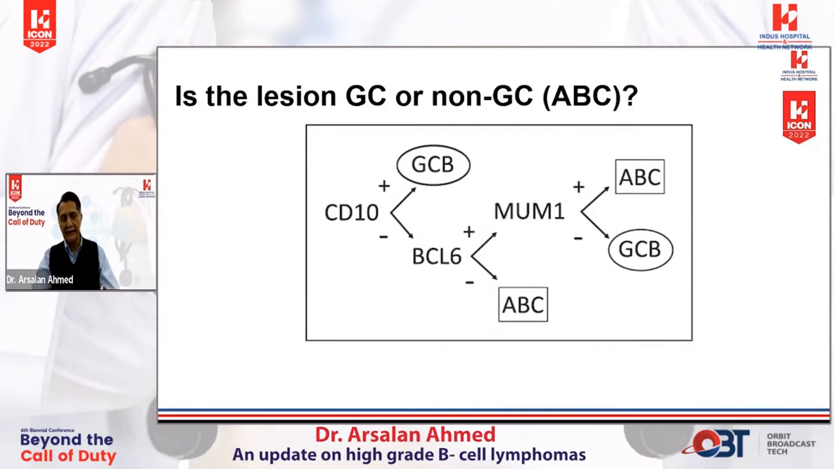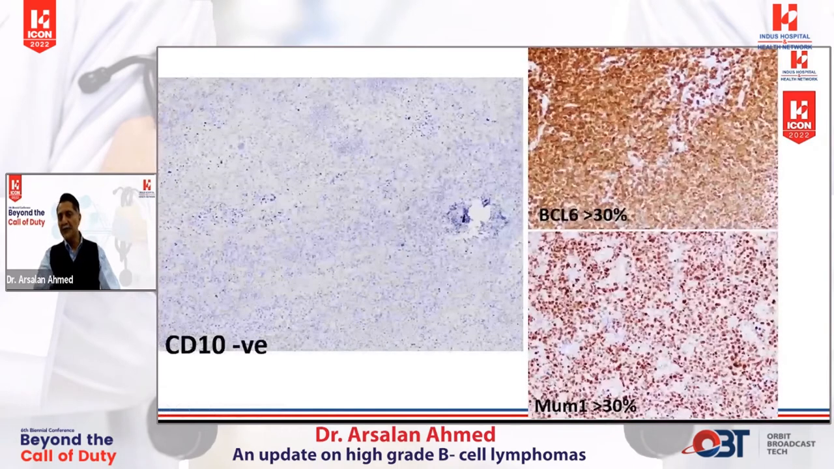So, three things. Is it CD10 positive? If it's CD10 positive, it automatically becomes GCB, which is germinal center type. If it's CD10 negative, then I'll have to order BCL6 and MUM1. And ABC is activated B-cell type, which is non-GC also, and GCB is germinal center type. Okay, so let's first order CD10. My CD10 was negative. My BCL6 came out positive, and MUM1 came out positive.